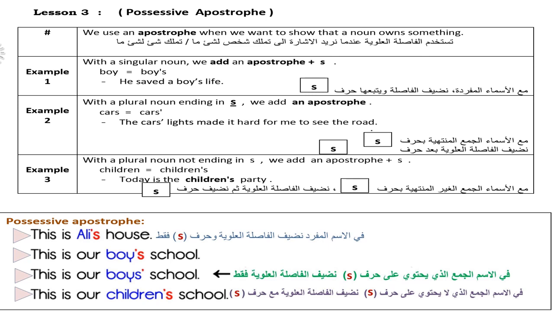For example, this is Ali's house. This is our boys' school. This is our children's school.